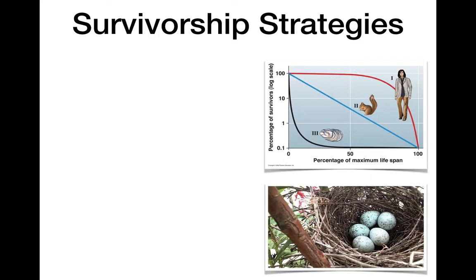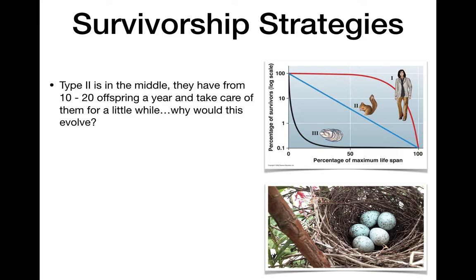Okay, and our third one here, our type 2, that's the middle. On this one, the parents have about 10 to 20 offspring a year. It varies quite a bit, but they usually have a mid-range number of offspring per year, and they take care of them for a little while, but not for a super long time like they do in type 1. An example here is squirrels. Why would that evolve?